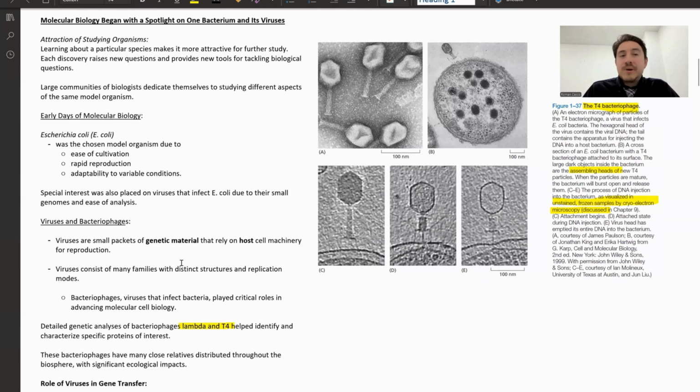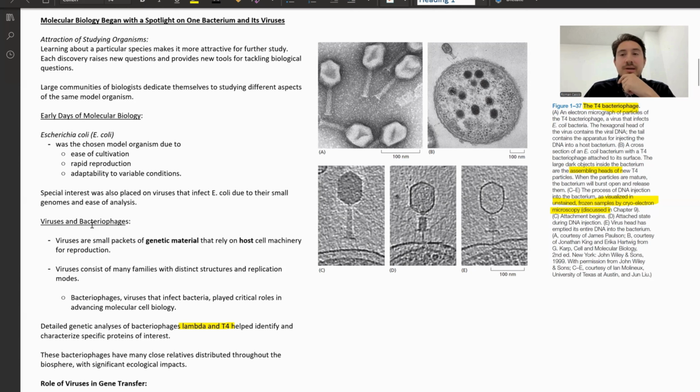Early days of microbiology studies focused a lot on a bacterium, particularly E. coli, Escherichia coli. And it was chosen as a model organism because it was very easy to cultivate, to culture, sorry. Yeah, it was very easy to culture. It reproduced incredibly fast relative to other organisms, and it was very adaptable to various conditions.